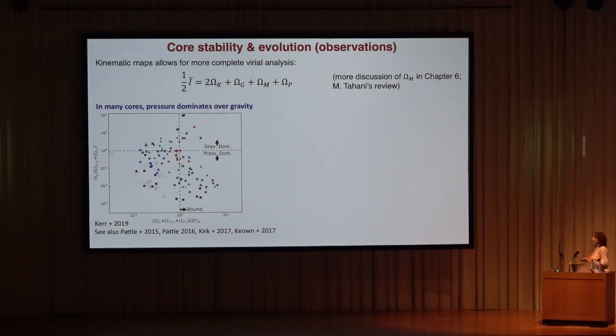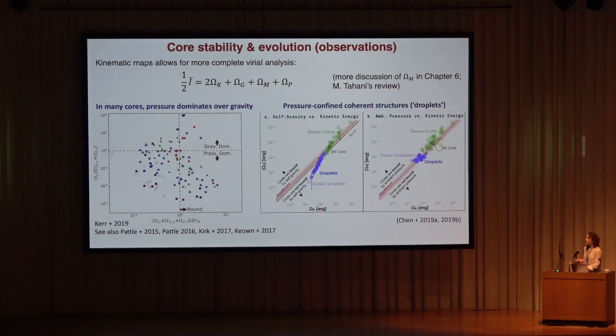And what we're finding is that in many cores, when you factor in the kinetic energy and also the bounding pressure from the turbulent gas or perhaps the weight of the cloud, pressure actually dominates over the gravity. And so here we're showing that for a number of cores in nearby star-forming regions, the pressure term dominates both for cores that appear bound, but also for cores that appear unbound.